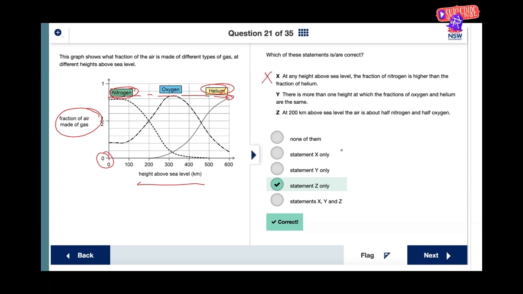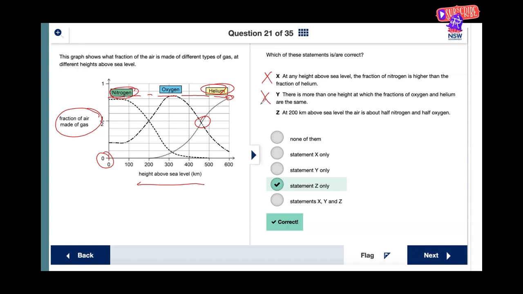Y: there is more than one height at which the fractions of oxygen and helium are the same. Here I'm looking for where the oxygen and helium lines intersect, because this means where they are equal. I can see they only intersect once, at about 450 kilometers above sea level. So this is also incorrect because we only have one height where the fractions are equal.